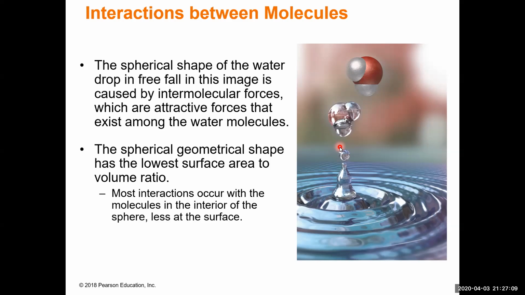The reason for this is because a spherical geometry will end up having the lowest surface area to volume ratio. So most of the interactions that occur within the molecules happen to be in the interior of the sphere and less so at the surface.